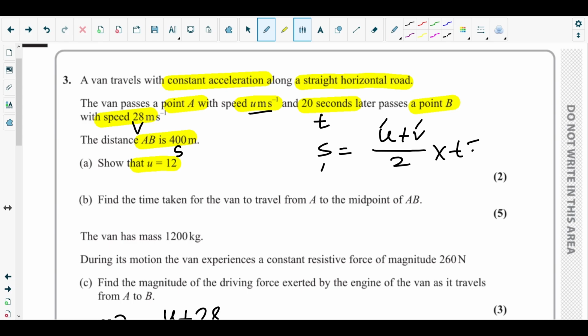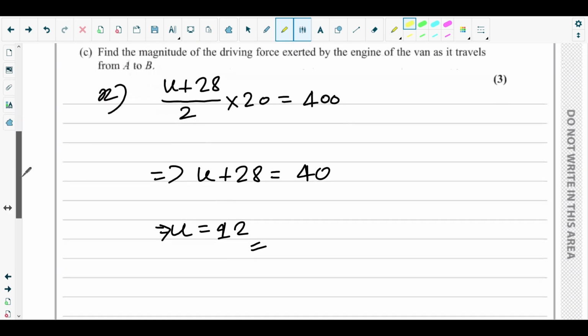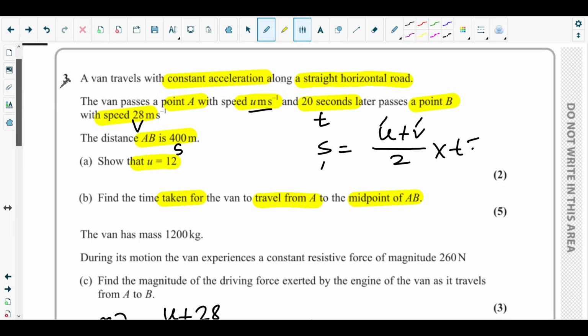That's what they have asked in part A. Next is part B. In part B, they are asking us to find the time taken for the van to travel from A to the midpoint of AB. So the midpoint of AB means s would be 200 meters. We know that the initial velocity is 12 meters per second, and we need to find the value for time. T has to be found.